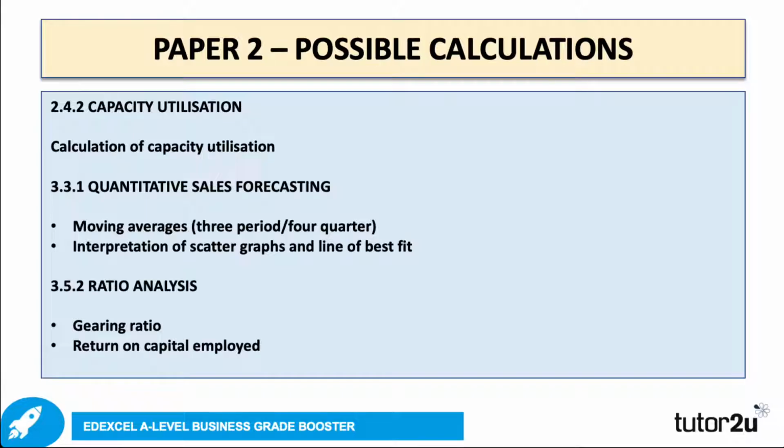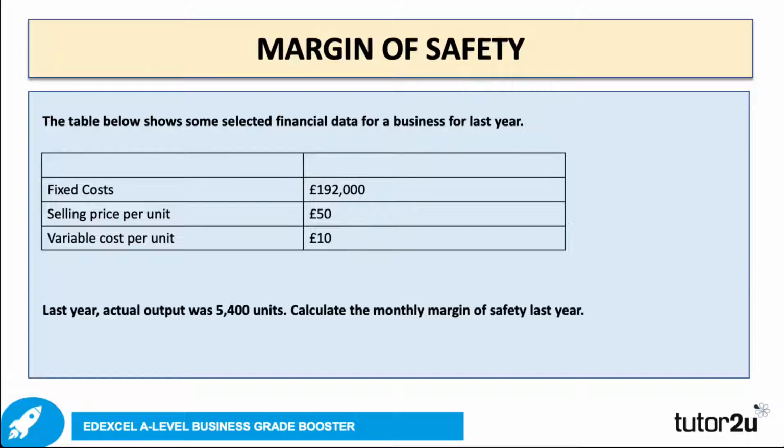Break even and margin of safety are possible calculations, so I thought we'd do both together. In order to calculate the monthly margin of safety, you need to be able to work out the break even. On screen, you should see a table showing some selected financial data for a business for last year.